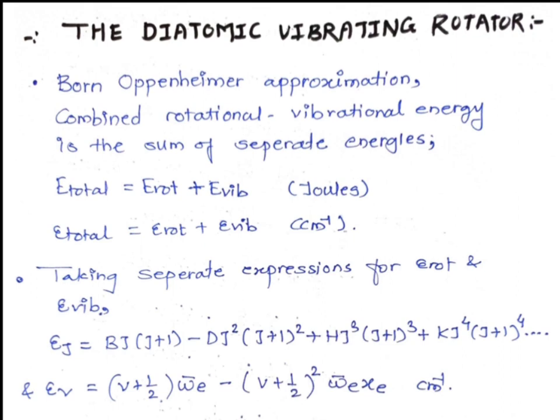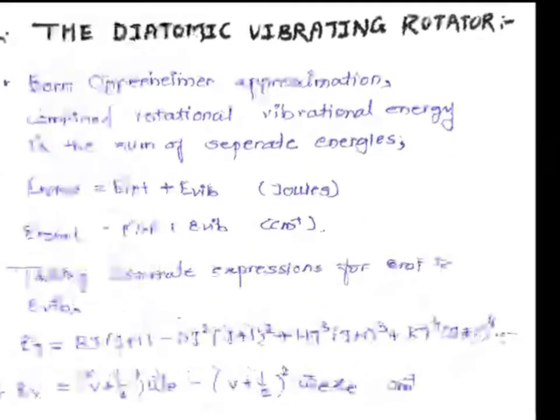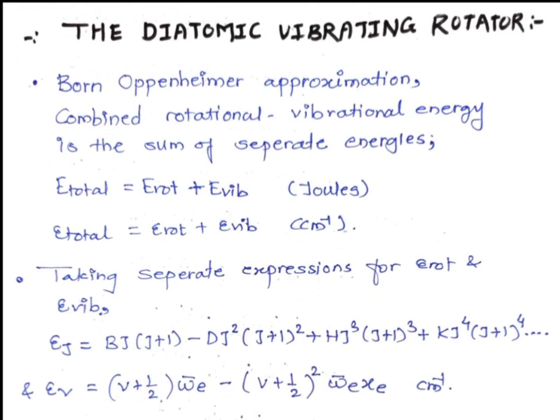So taking separate expressions for the rotational energy and the vibrational energy, Ej is equal to Bj(j+1) minus Dj squared (j+1) squared plus Hj cubed (j+1) cubed plus Kj raised to 4 (j+1) raised to 4, and Ev is equal to (v+1/2) omega bar e minus (v+1/2) squared omega bar e xe, and the unit of the vibrational energy is per centimeter.